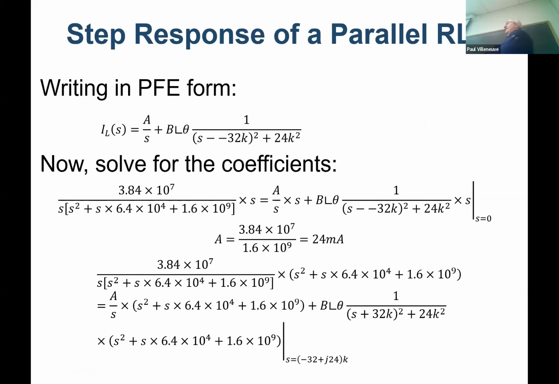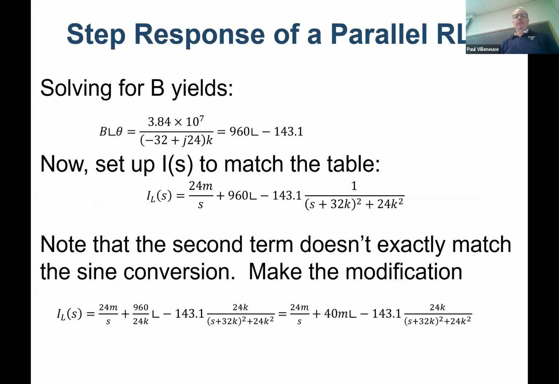So I've got my A over S and my B at an angle of theta. I solve for A over S doing my approach, and you can see that I get 24 milliamps. Interesting. That's one of the numbers that we saw from the DC source. That's a good sign. To do my B at an angle of theta, a little bit of work, but I end up with 960 at an angle of minus 143.1.